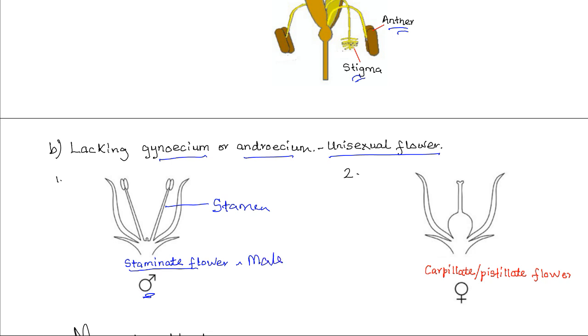Then on the other hand, there are those flowers that lack the male part and instead have only the female part or the carpel. Such flowers are said to be carpellate or pistillate flowers, and this is their symbol. So in such a flower, it's only the carpel that is present. And because of that, such flowers are said to be female. They are female flowers, hence this sign.